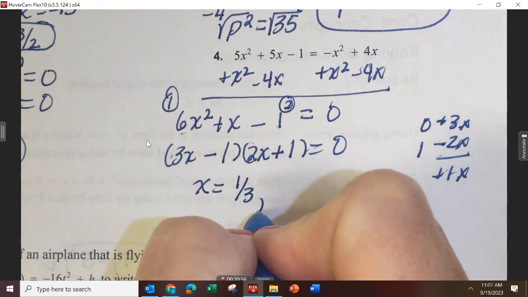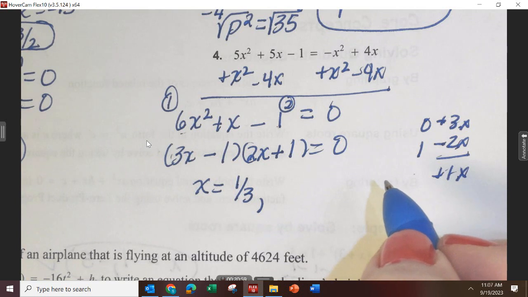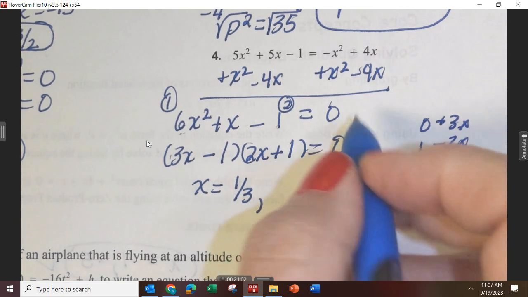1/3 is right. 1/2, do you agree with 1/2? Negative 1/2.